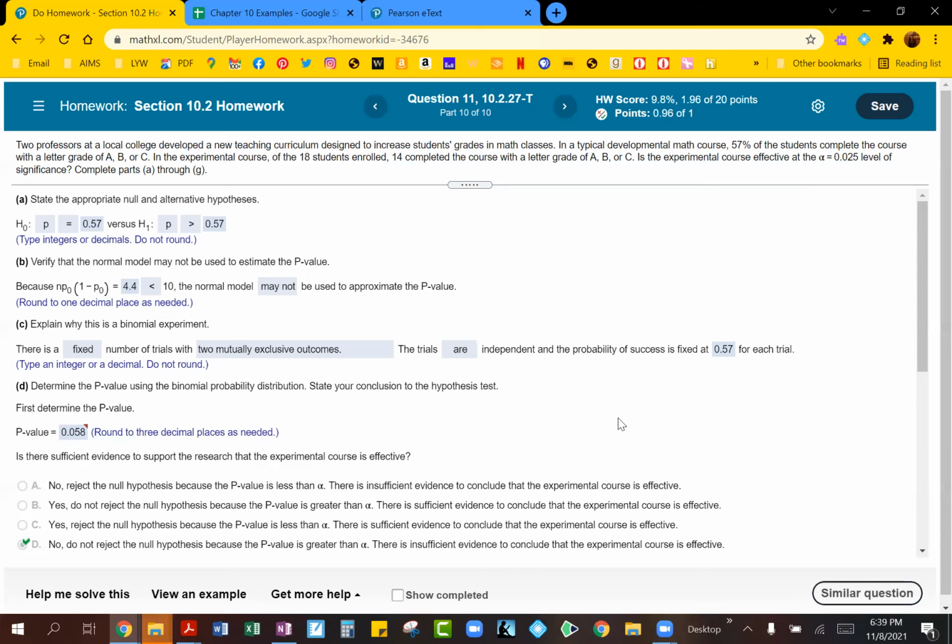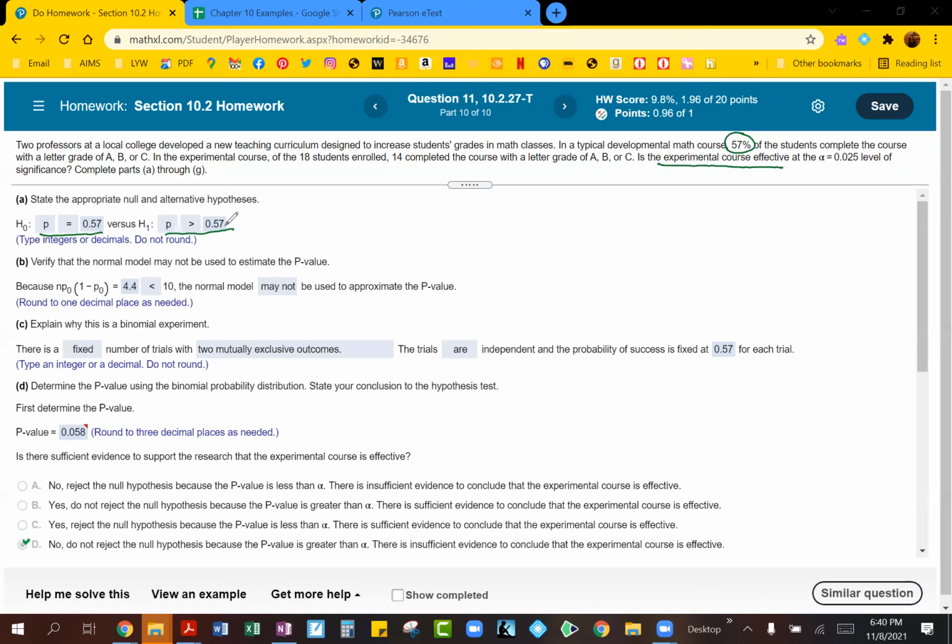Since in the typical course 57% of the students complete the course, based on that we can come up with our null hypothesis. So the probability should be equal to that percentage, 0.57. And then, when they're asking is the experimental course effective, we want our alternative hypothesis to show that we have a higher success rate than 57%. So we are looking at p being greater than 0.57 for the alternative hypothesis.